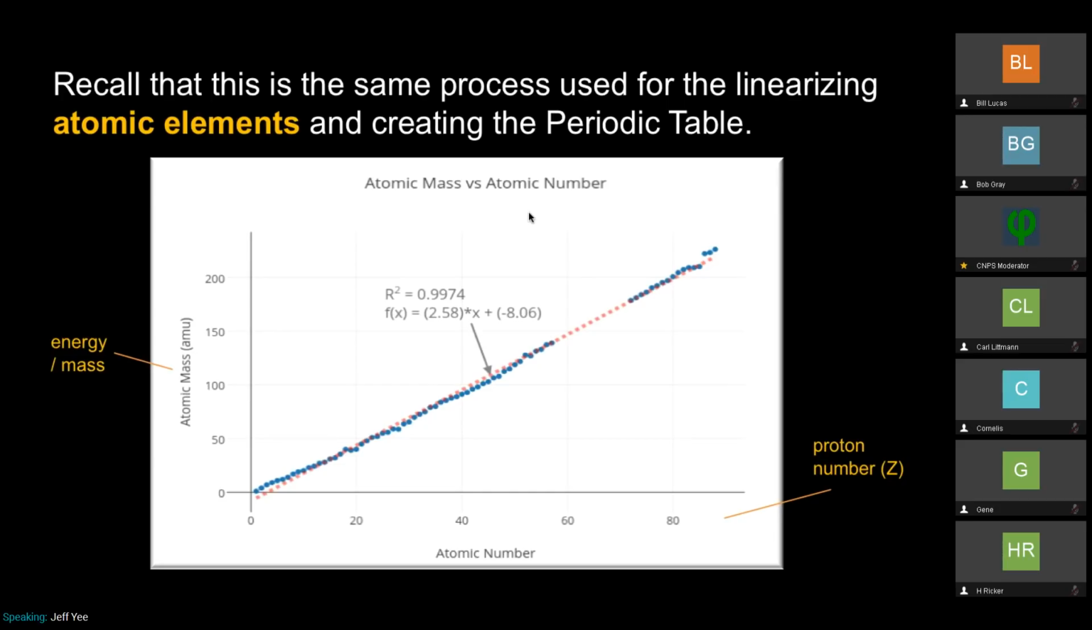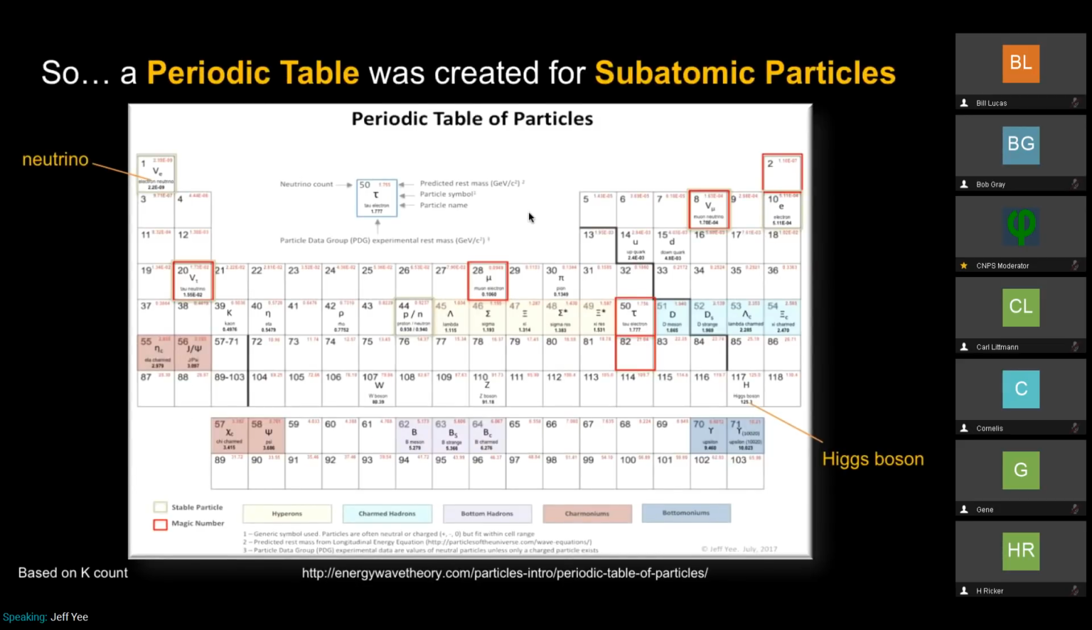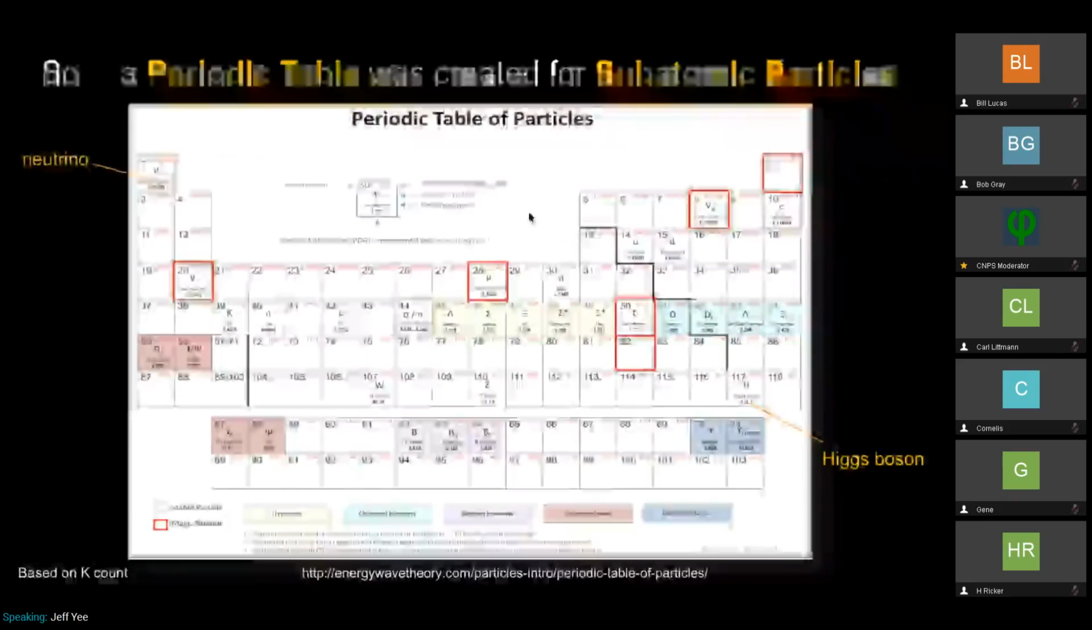But there's something even more amazing. As I put all this together, I recognized that there were similarities between atomic elements and particles. So I put it into another periodic table, but I call this one the periodic table of particles. And in the top left corner there, instead of hydrogen, you see the neutrino. And as you work your way to the bottom of the table, you see the Higgs.